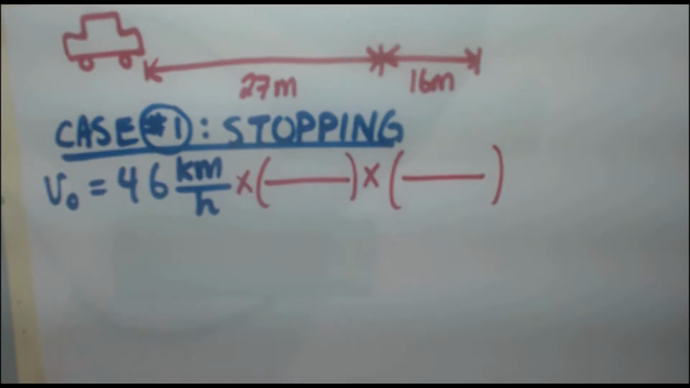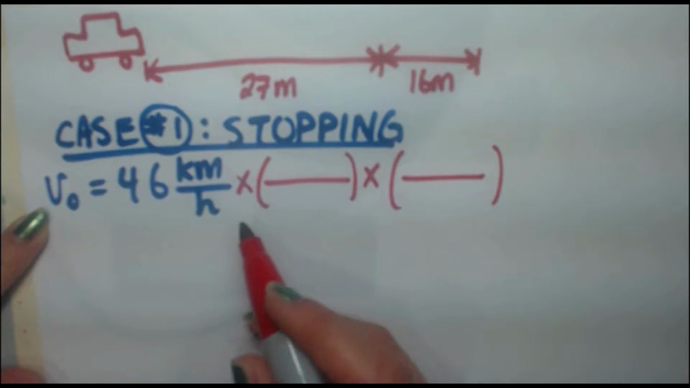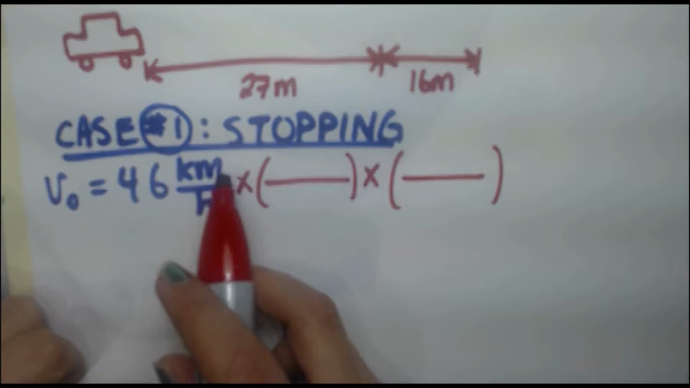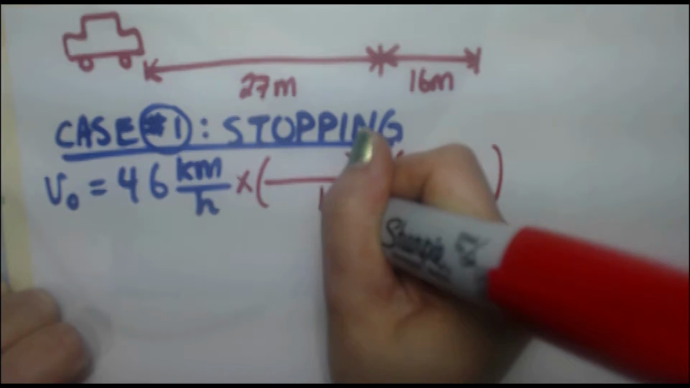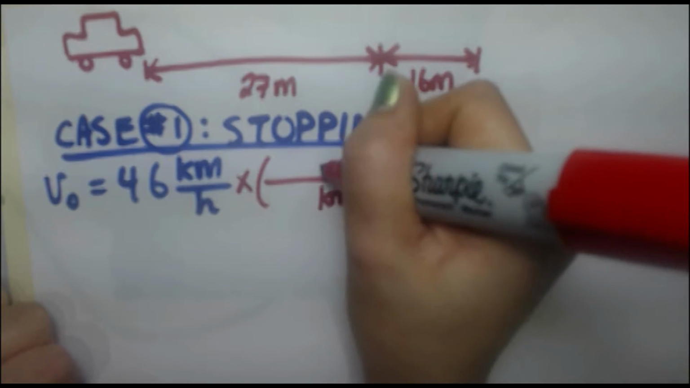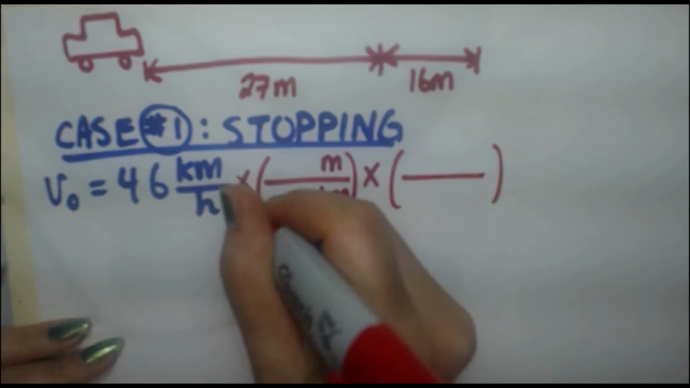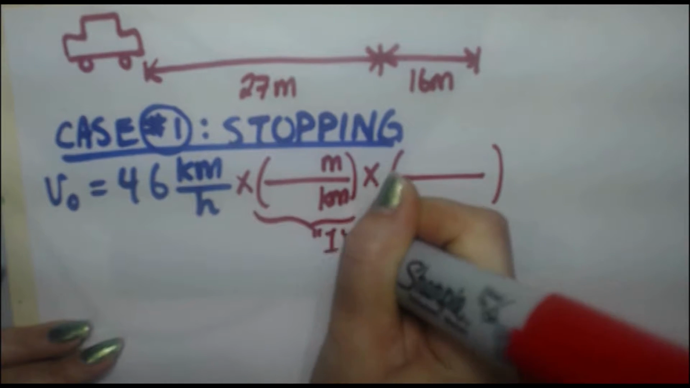Now, we want to convert this V naught into meters per second. If we're trying to get rid of kilometers, we have to divide by kilometers, because simply multiplying by kilometers will give you kilometers squared. We're trying to get the unit of meters, so I put meters on top. Then you ask yourself, what ratio of meters to kilometers equals 1? Because this fraction is equal to 1.